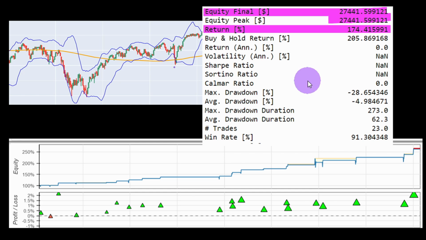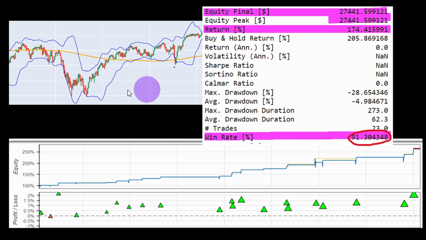And the final equity is also the equity peak, which is amazing, and a winning rate of around 91%, mainly due to the fact that this system is very selective. And I also managed to get 100% win rate in some cases by tweaking the system's parameters. This is not a scam or some kind of bluff.